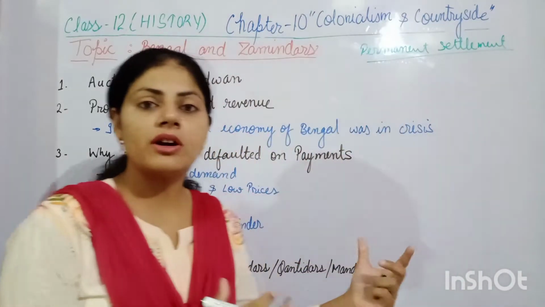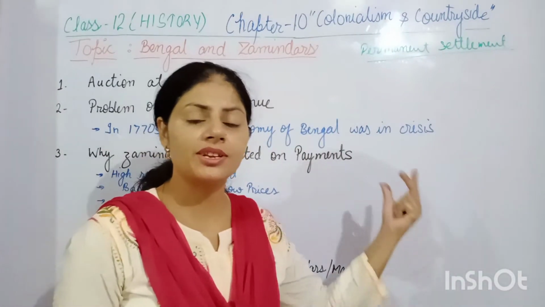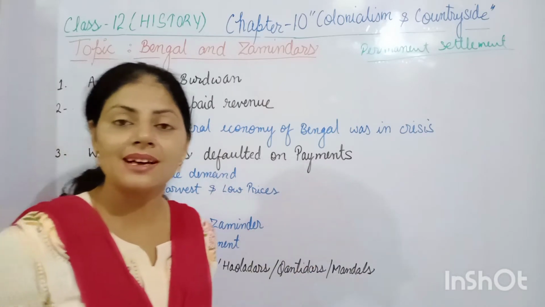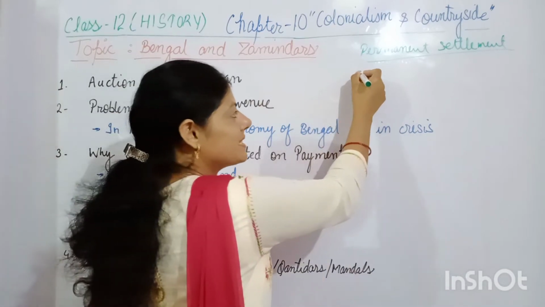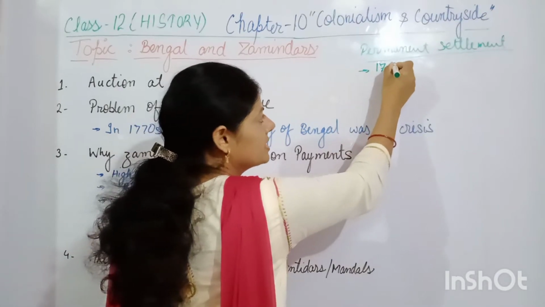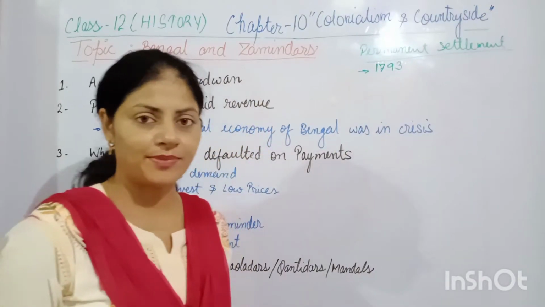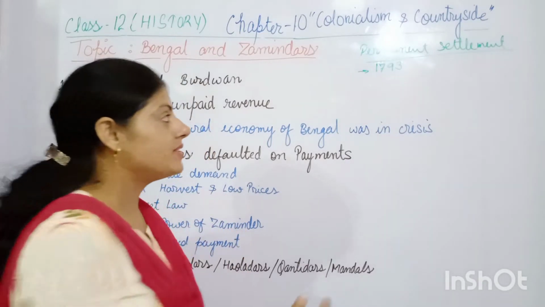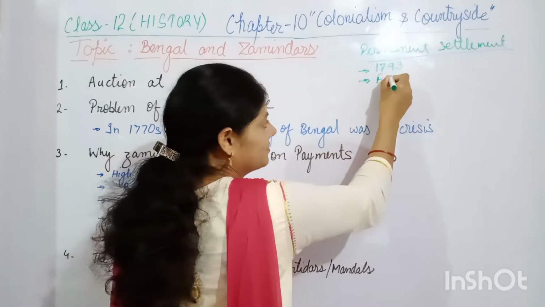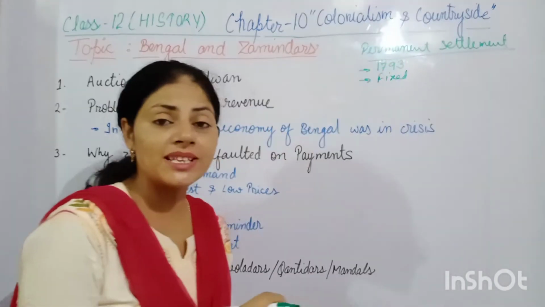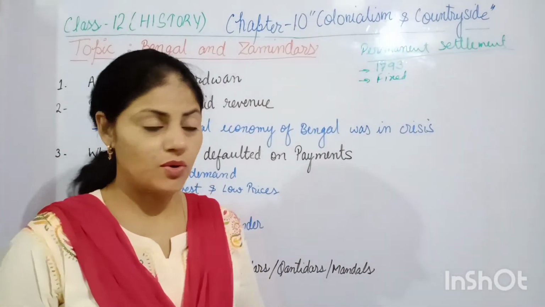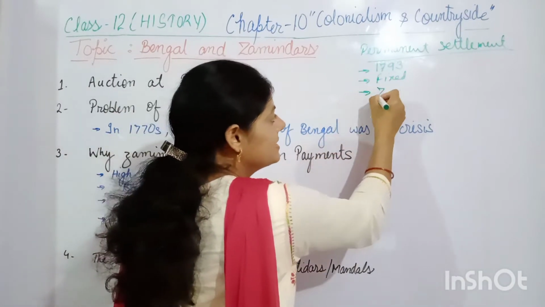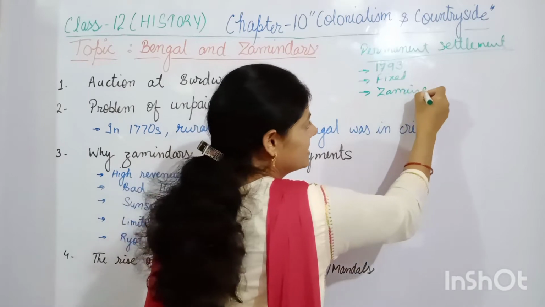Here I am giving you a brief introduction to the permanent settlement, because you have studied the topic in class 8 also. Permanent settlement was the settlement which was introduced in the year 1793 by the Britishers, and according to the settlement, the revenue demand was fixed, and it was fixed at the highest level. After that the settlement was made with the Zamindar class.